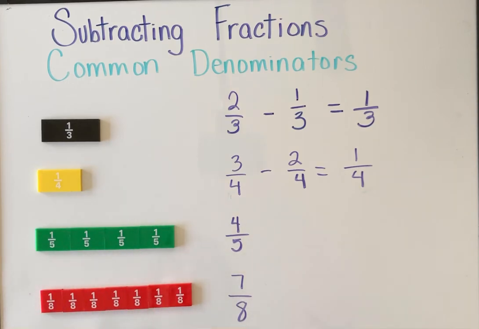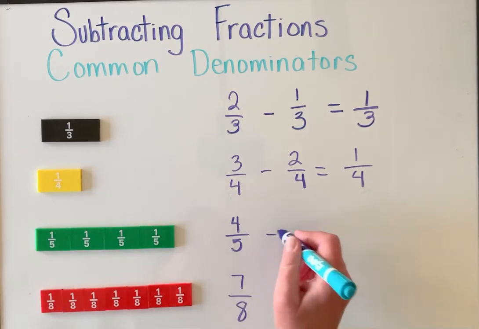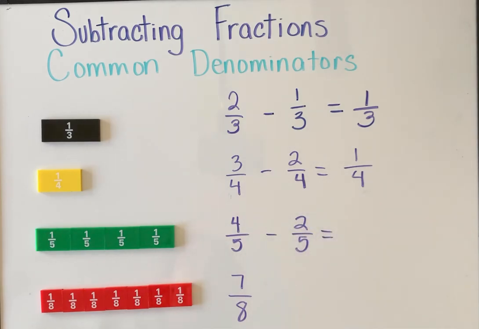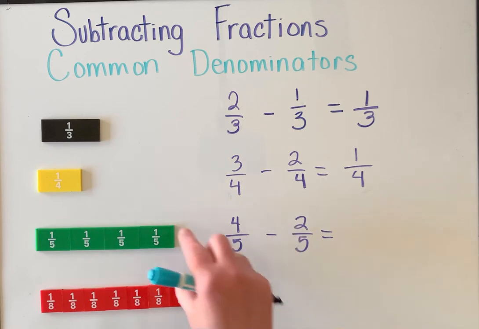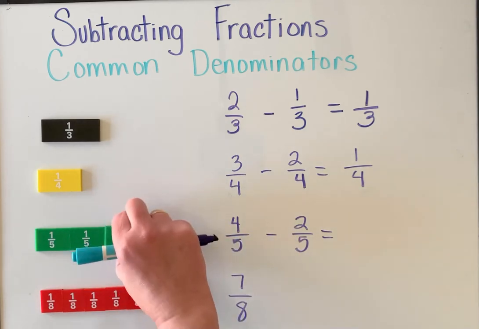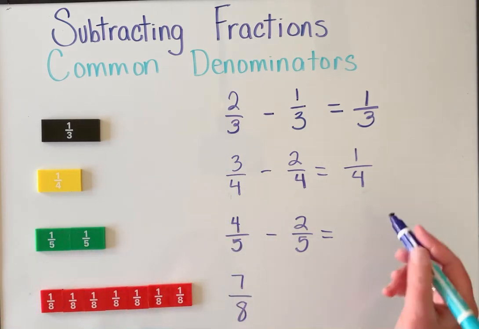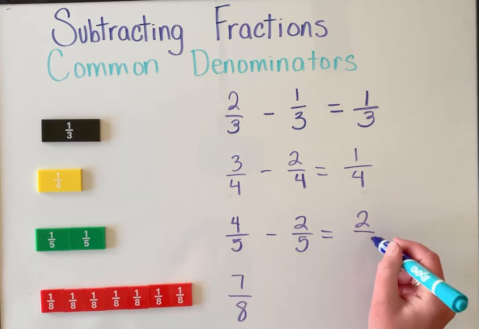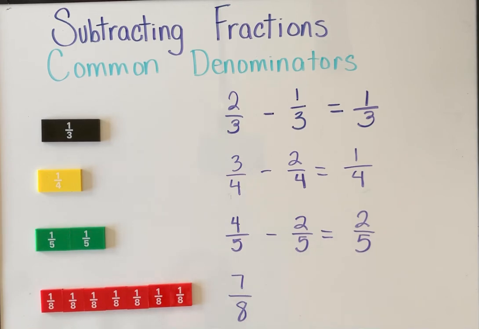Here's the fraction 4/5. Let's subtract 2/5. So here's my 4 pieces. Let's take away 2 of those pieces. And you can see how many pieces we have left. We have 2 pieces left, and my denominator is still in fifths.